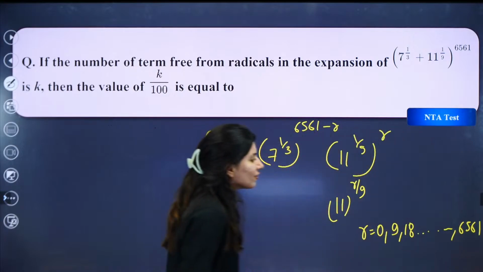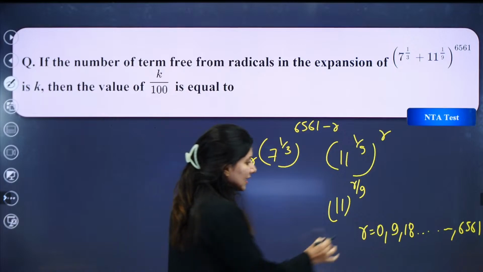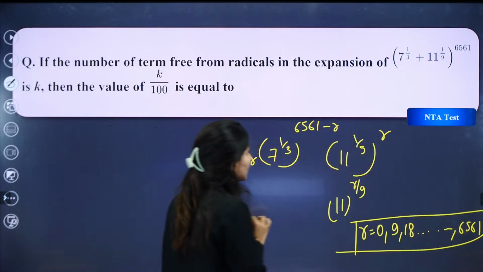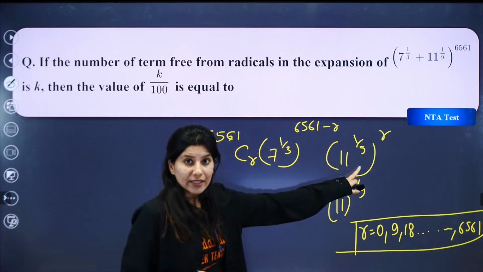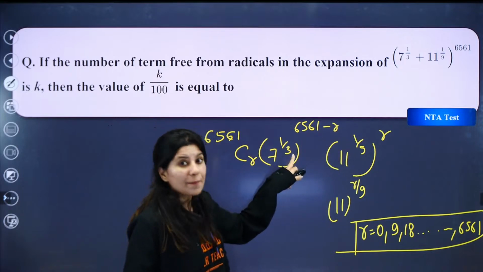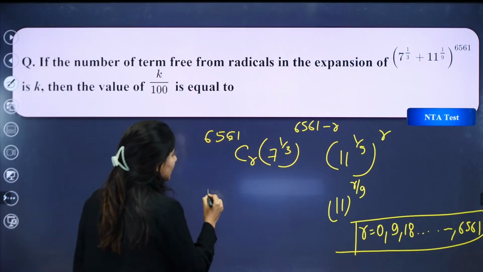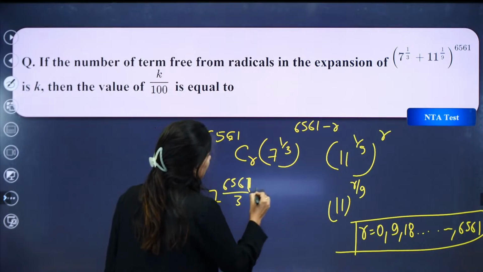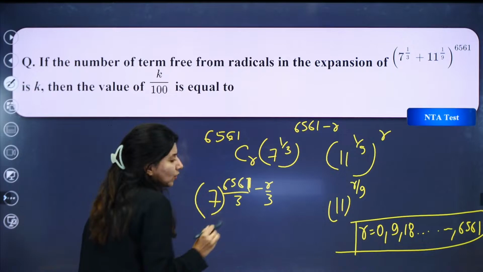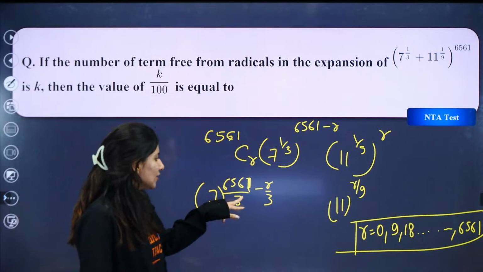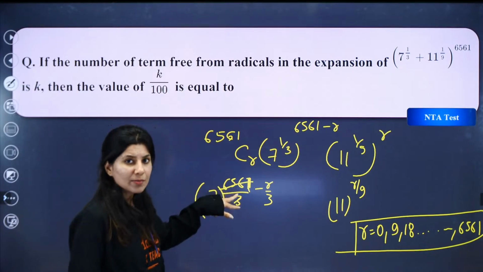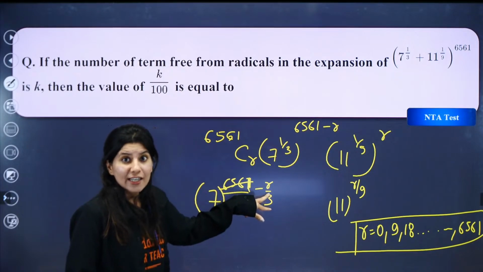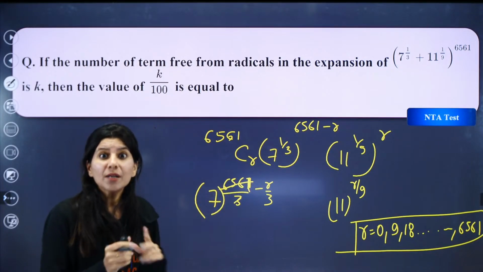So how many values of R are possible? These are the values of R which we want. Okay, now this is sorted. Let's first sort this out, then come back to here. So here, 7 raised to power 6561 upon 3 minus R by 3. Again, I don't want this by 3 thing, so this has to get cancelled out. So this is divisible by 3. What about R by 3? So over here R should be a multiple of 3.